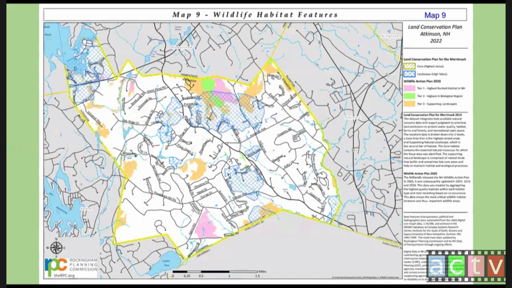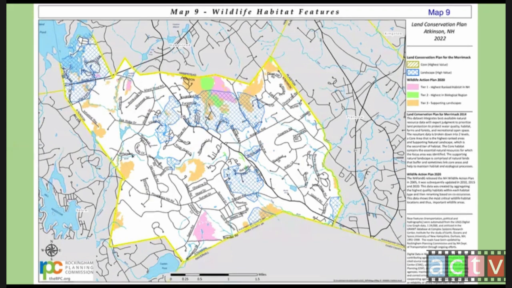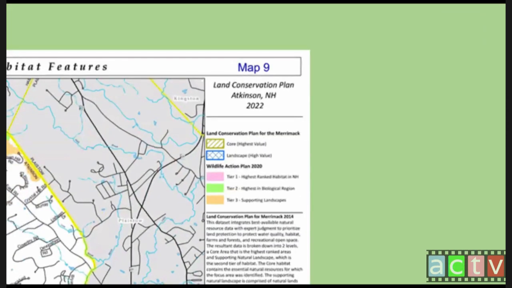Okay. Valuable. The next attribute map is wildlife habitats and features. This contains information about wildlife habitat in Atkinson and contains data from 2 separate studies. Looking at the legend, data from a 2014 study of the Merrimack River watershed area is shown by crosshatching, olive green being more important than blue, and I noticed that there is no olive green anywhere on our map.